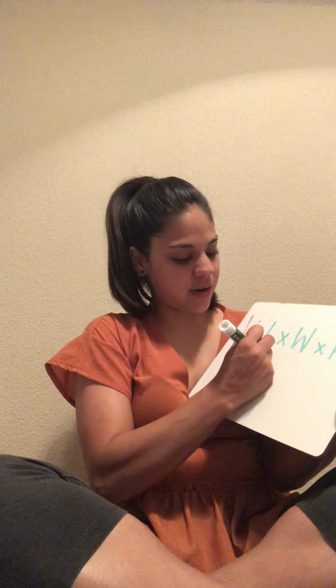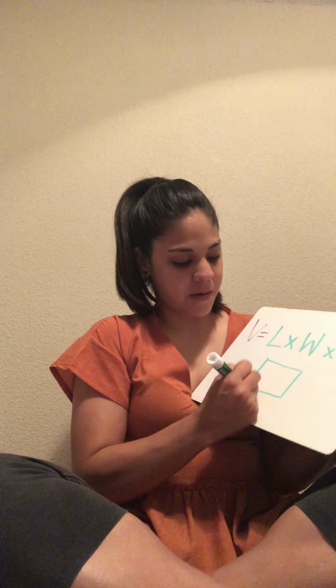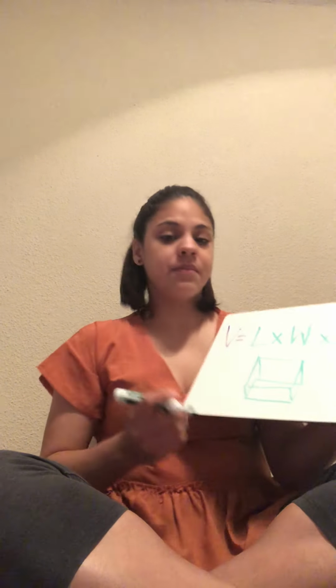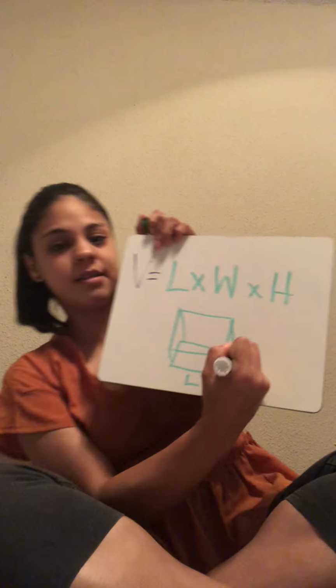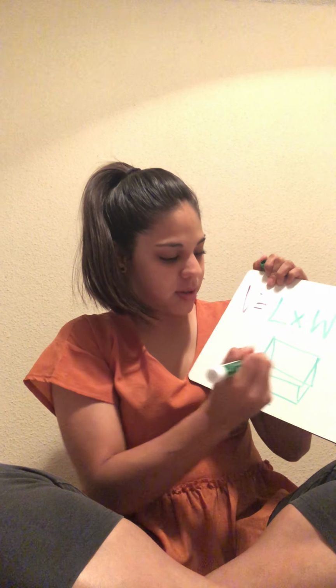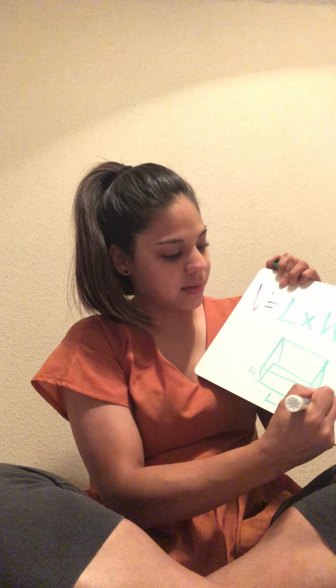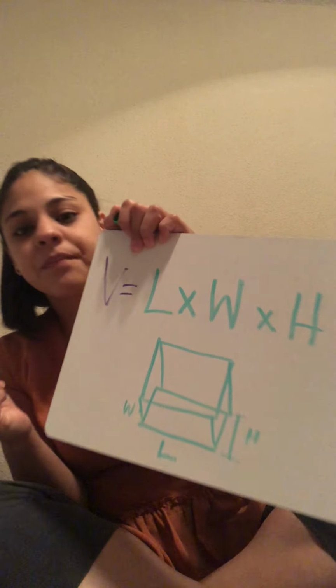Now, if I was to draw something in, I would label it. I always label everything. Okay? So, my length would be right here. My width would be right over here on this side. But since you can't really see it, I'm going to put it on this side. This is my width. And my height is how tall it is. Okay.